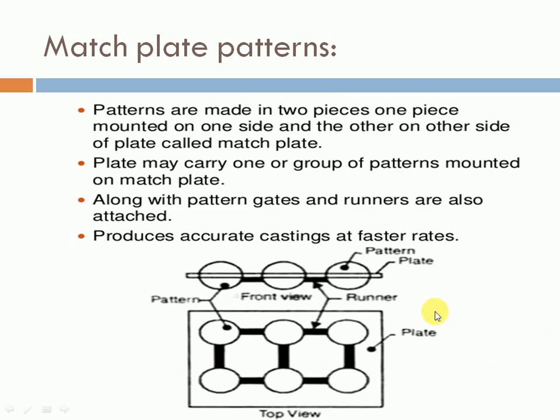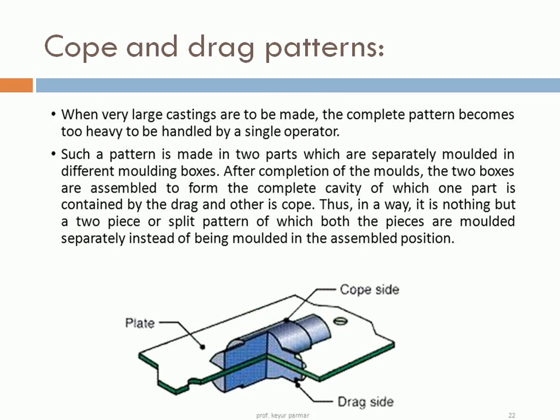So which one is a plate? This one is a plate, this one is a pattern, these both are the runners. This is a front view of these patterns and this is the top view of these patterns. So this one is a plate, this one is a pattern, and this one is a runner. So it is called match plate patterns.